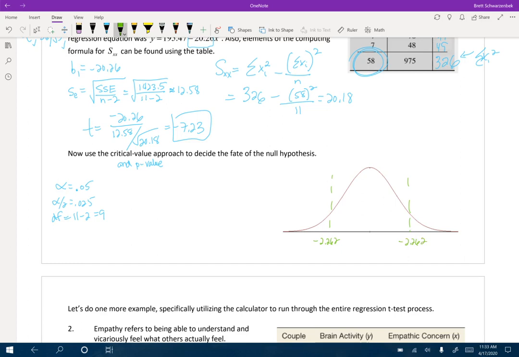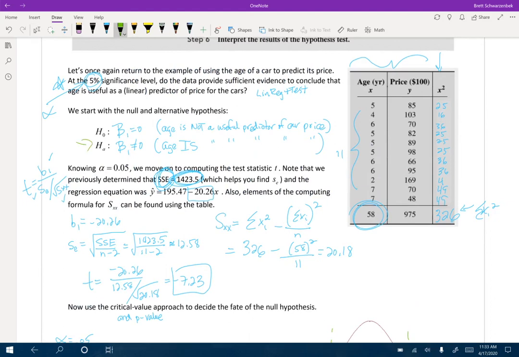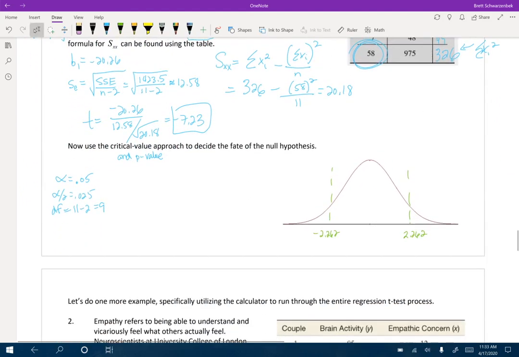That is not where it belongs. So we have 2.262 and negative 2.262. Remember, this is a two-tailed test by nature, and it always will be two-tailed. So remember that we reject over here and over here in the tails. We do not reject in the middle. So all we have to do is take our negative 7.32 and place it. It's going to be way over here, which means we clearly are going to reject H naught.